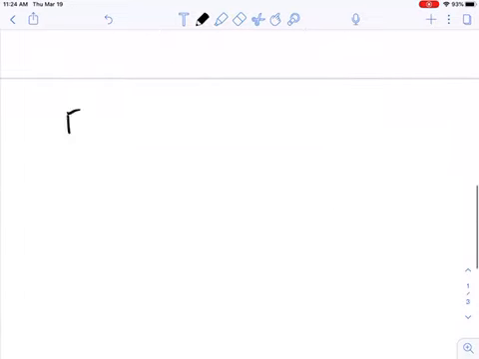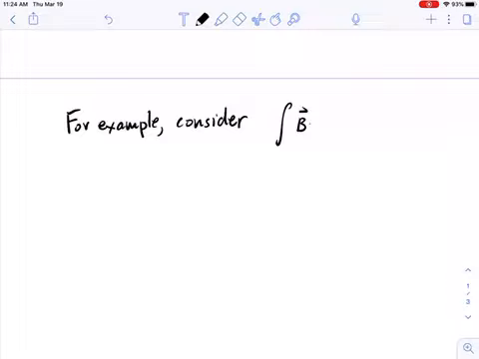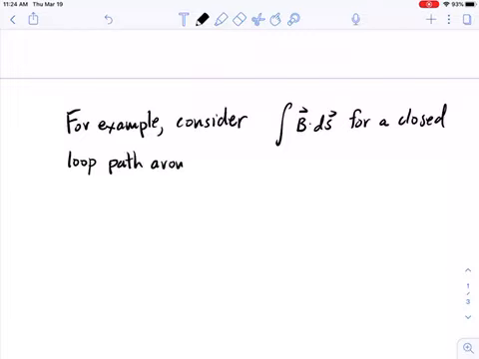So, for example, let's consider this B dot ds for a closed loop path around a long straight wire.